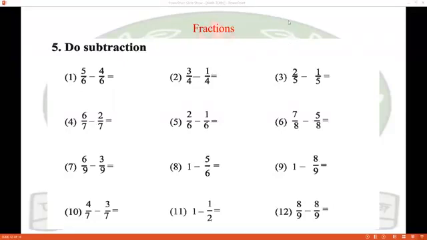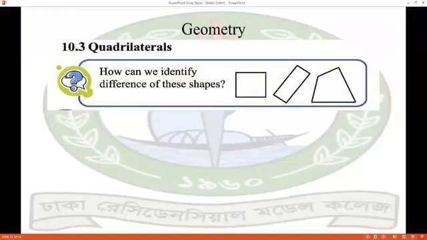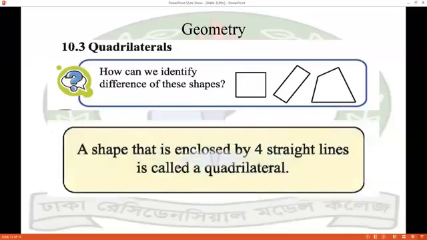So you solve it in your home practice. And again I will show the geometrical slide from your last class. You can save it in your device and you can write your own definitions. It is no problem. A quadrilateral is a shape that is enclosed by four straight lines. You can save it and you can write it.